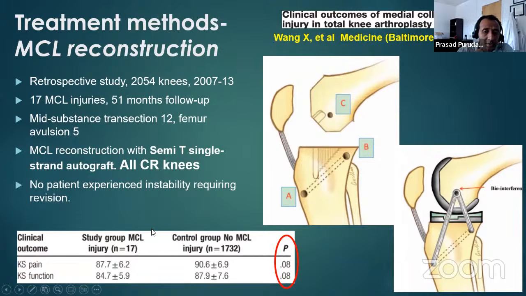But definitely there was some difference in the pain and the function score as compared with the control group, and it was statistically significant.